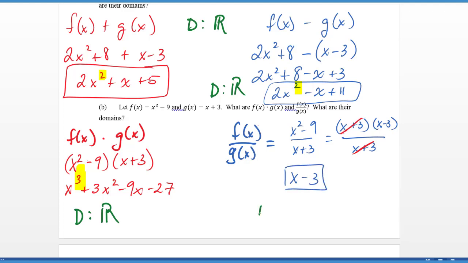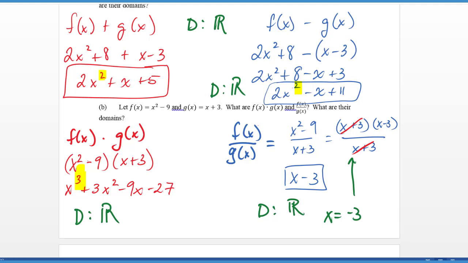However, our domain is all real numbers except x cannot equal negative 3, because if x equals negative 3, negative 3 plus 3 in the original quotient function would actually give us a 0. And if you recall, if you look back to your key concept box, we see that g(x) cannot equal 0. So it's all real numbers except x equals negative 3.